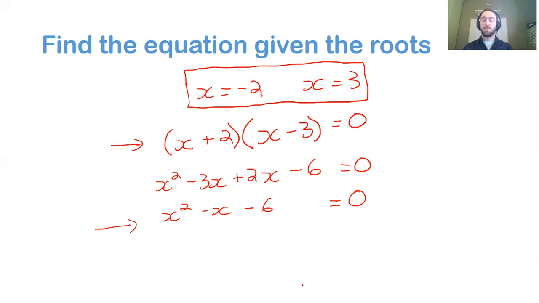That's it. So now you know how to solve quadratic equations and you know how to find quadratic equations given the solutions.